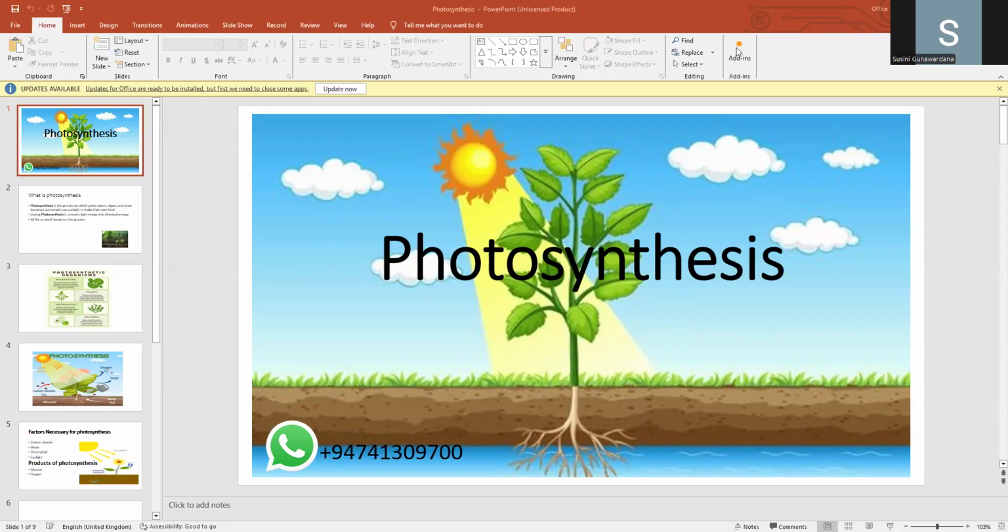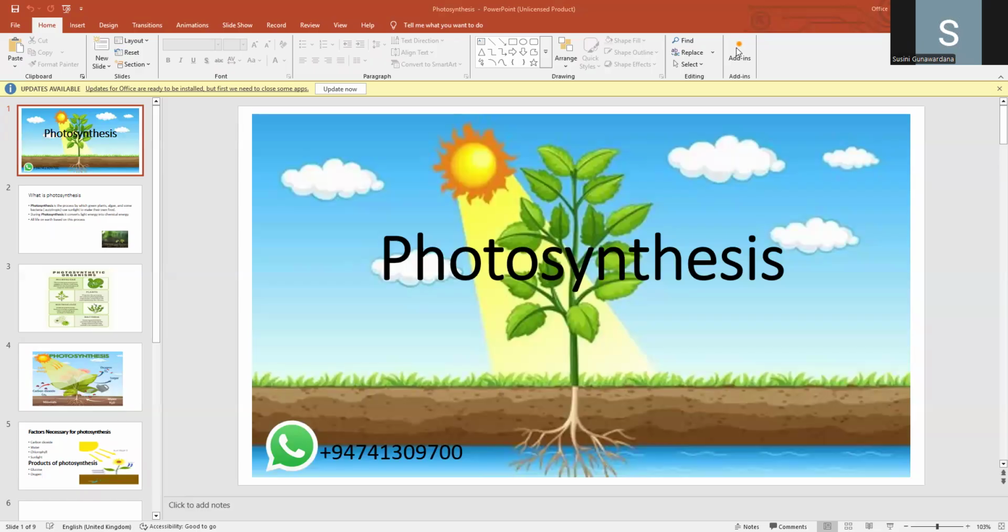Photosynthesis can be understood by breaking the word into two parts, photo and synthesis. Photo means light. Synthesis means putting together or making something. So, photosynthesis literally means putting together using light, or making something through light.